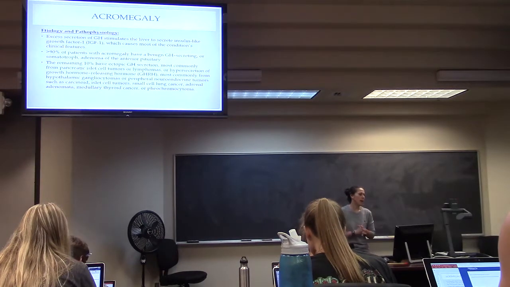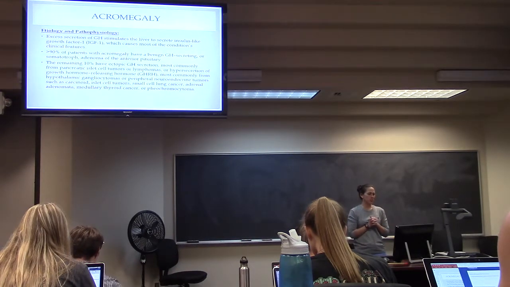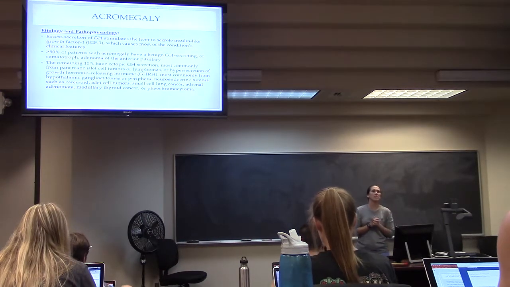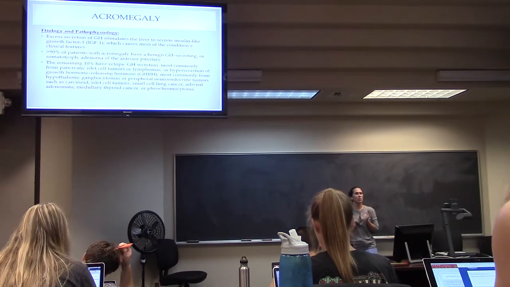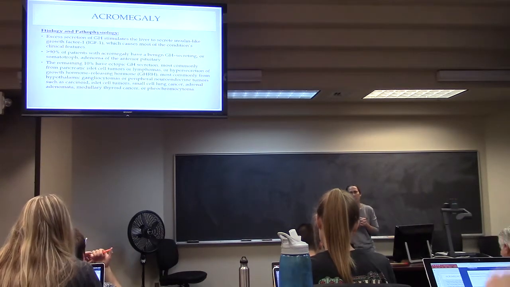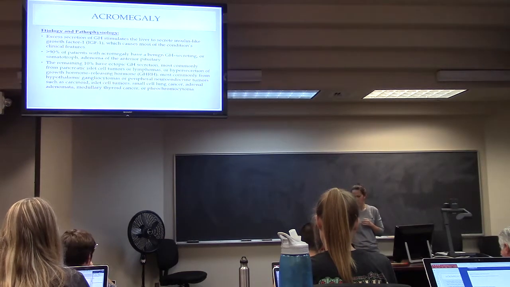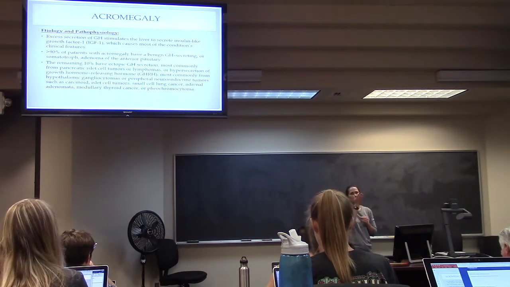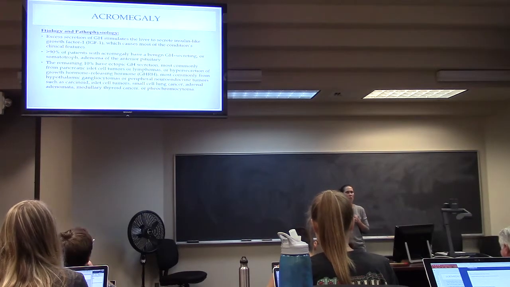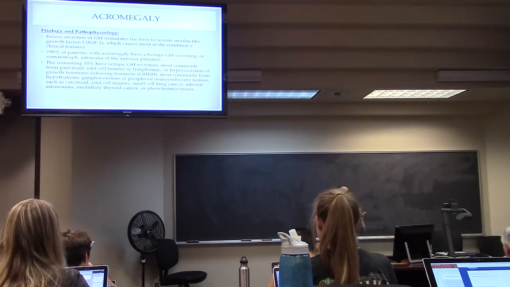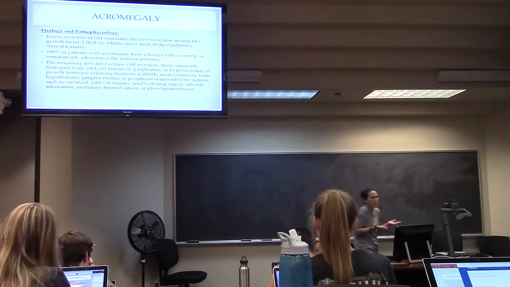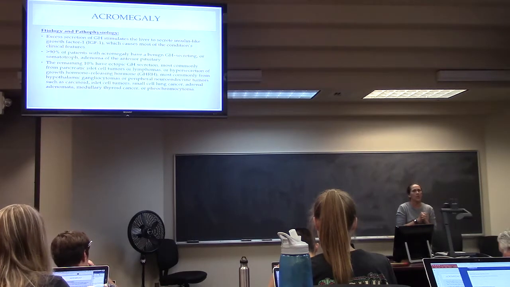So, etiology and pathophysiology: it's excessive secretion, so too much growth hormone stimulates the liver to secrete insulin-like growth factor 1, IGF-1, which causes most of the condition's clinical features. Have you had these hormones in your physiology lecture, so that they are not completely Greek to you right now, like IGF-1, growth hormone? You should have had, okay, awesome, good. You'll probably have to read up on them again, but I just want to make sure you understand what they are.